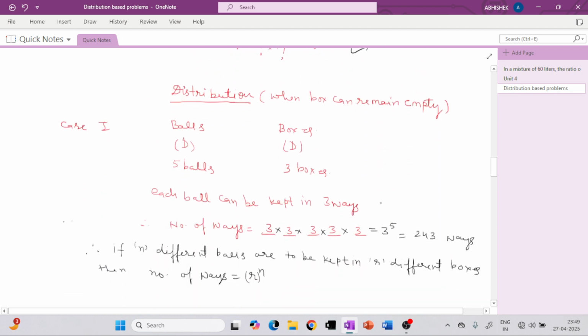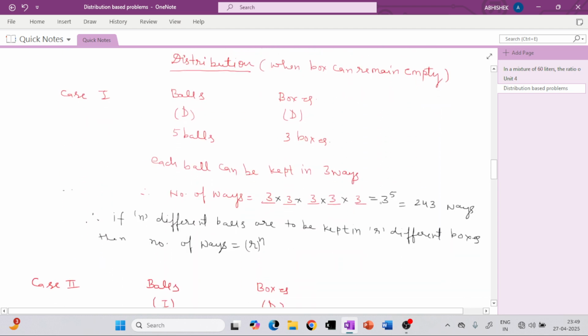Now next one. Again the second type of distribution, when box can remain empty. Okay, so again case 1. Balls and boxes when different balls and different boxes. So 5 different balls in 3 different boxes. So as we can see, each ball can be kept in 3 ways. Means for each one ball there are 3 choices.